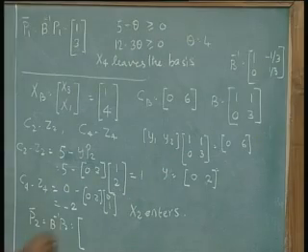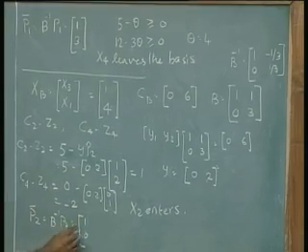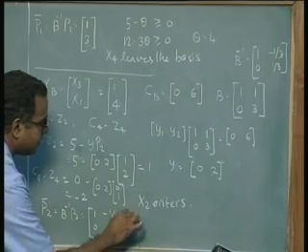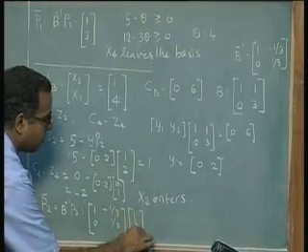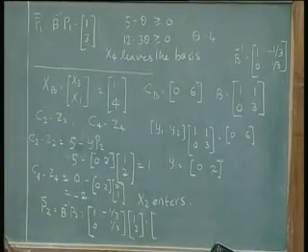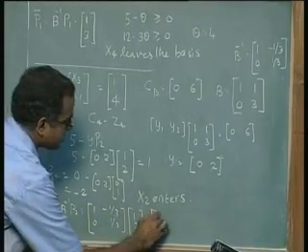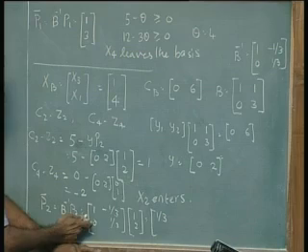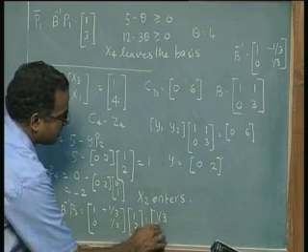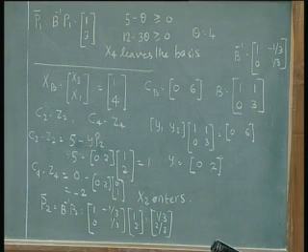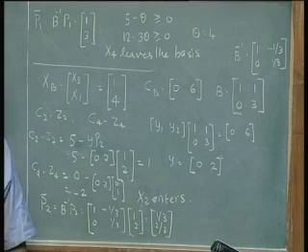B inverse is 1, 0, minus 1 by 3, 1 by 3 into P2, 1, 2. This is 1 into 1 minus 2 into 1 by 3, 1 minus 2 by 3 is 1 by 3, 0 into 1 plus 2 into 1 by 3, 2 by 3. Same 1 by 3, 2 by 3 is what you see here as 1 by 3, 2 by 3, B inverse P2.